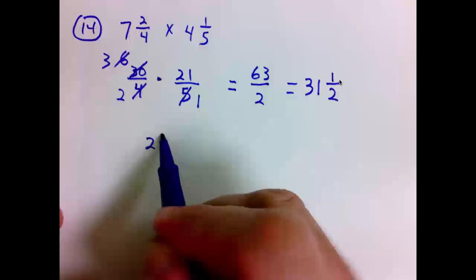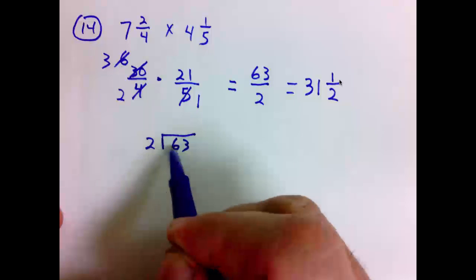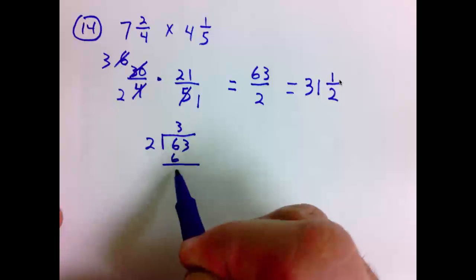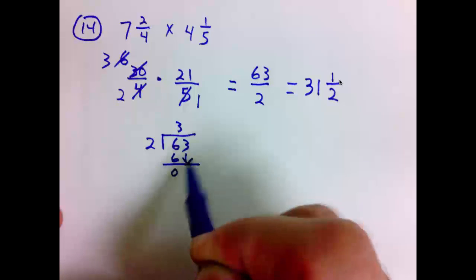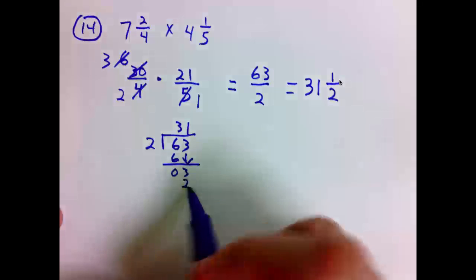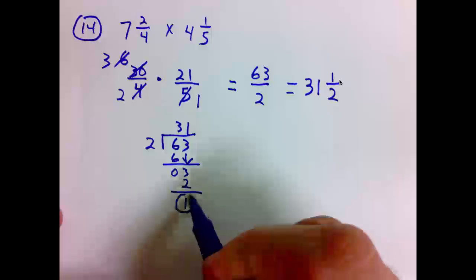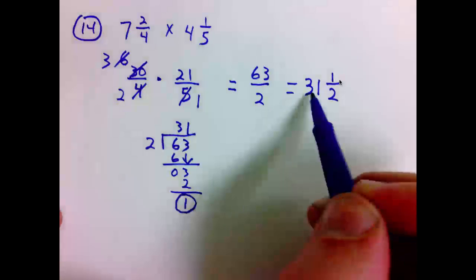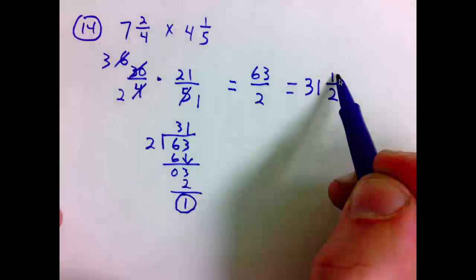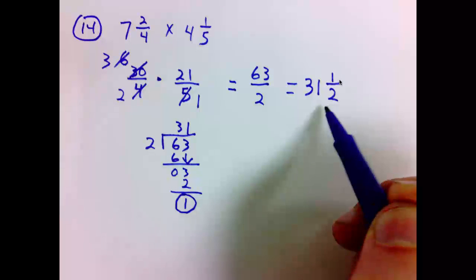2 divides into 63. 2 into 6 3 times. 3 times 2, 6. Subtracting, bring down. 2 into 3 once. 1 times 2, 2. Subtracting, you see 1 is the remainder. So 31 whole times, 1 the numerator, 2 the denominator.